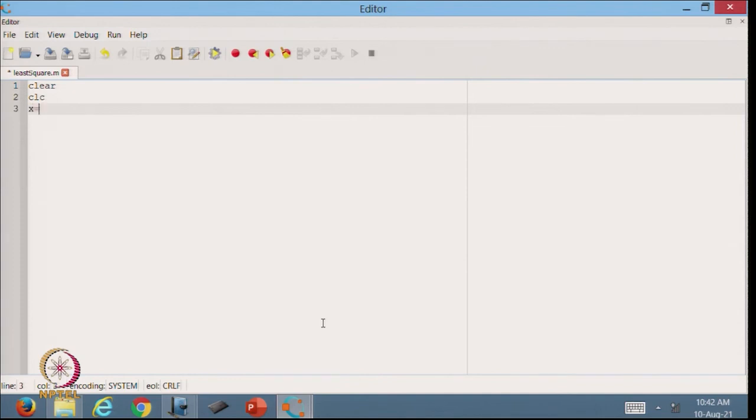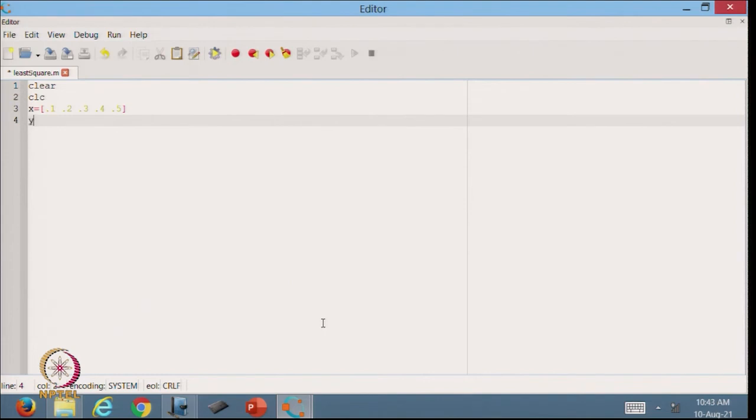So, x I can write as 0.1, 0.2, 0.3, 0.4, 0.5, this value.